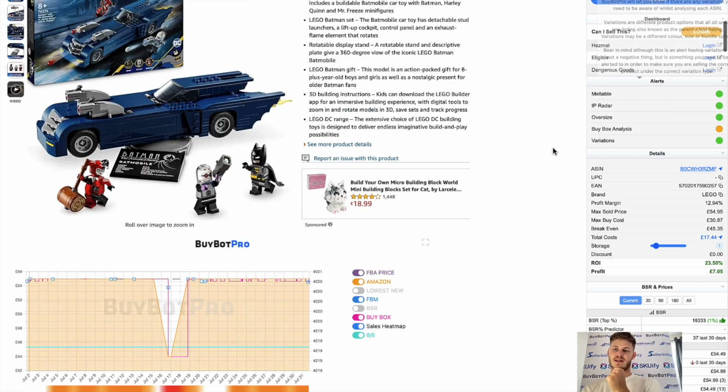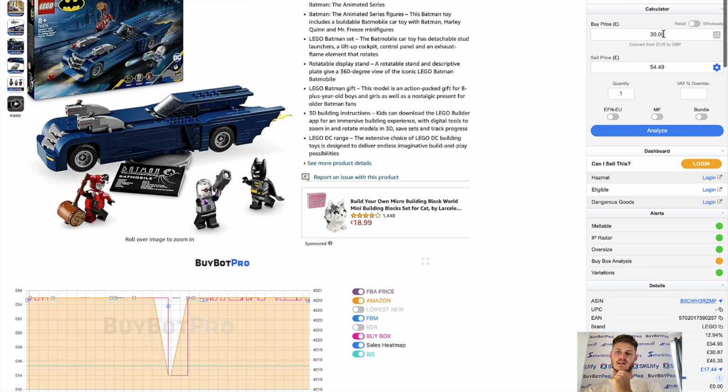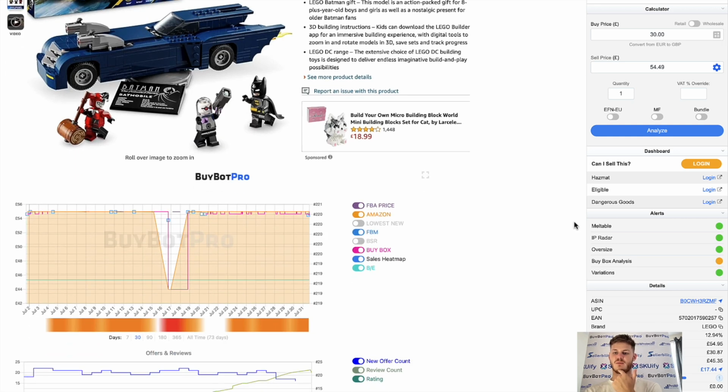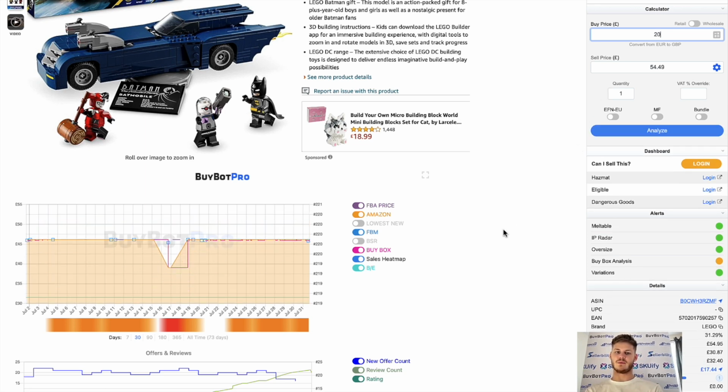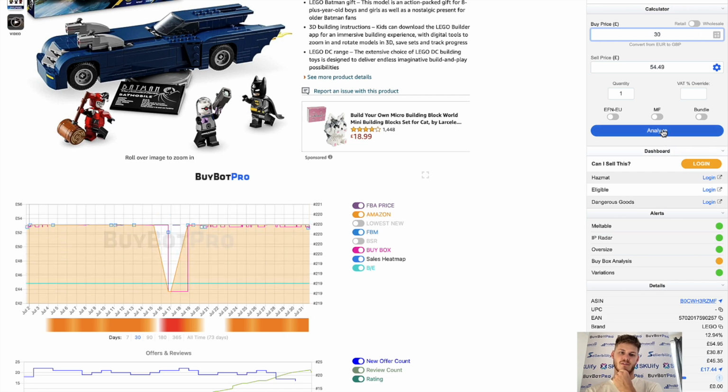If you were to enter in a different price, let's say you were analysing at £30 for now, your break even works out at 43.35. Of course, this is reflected from the details. And let's say you were able to find it for 20, you could enter that, analyze, and it will readjust. But let's say it was 30 as we just had right there. So we found this product for 30.